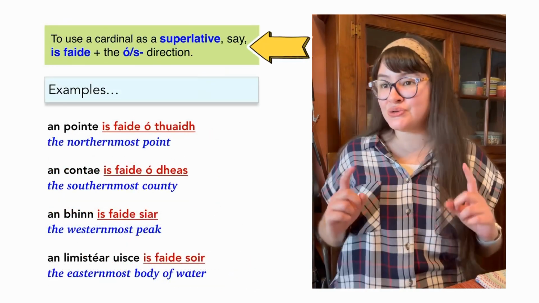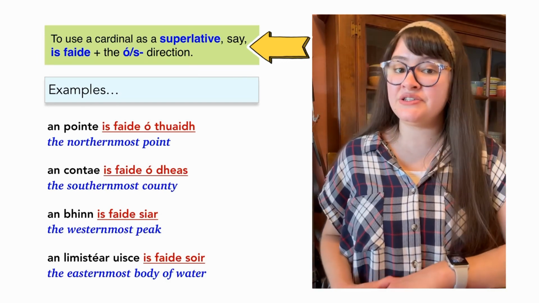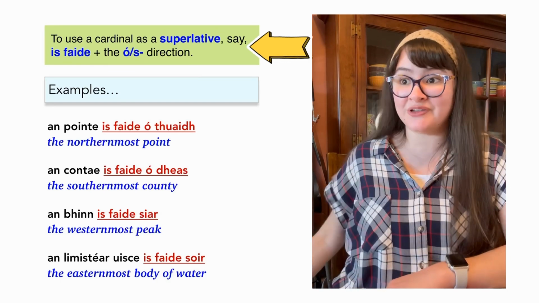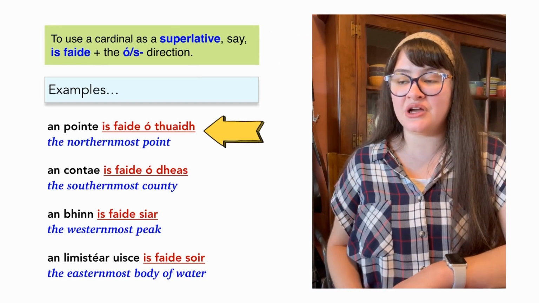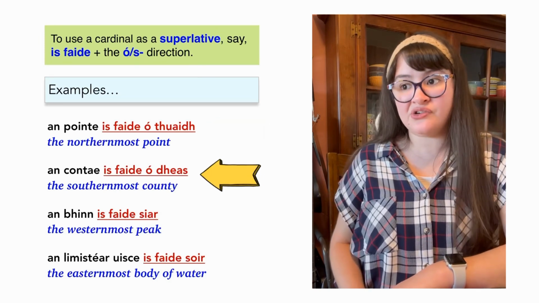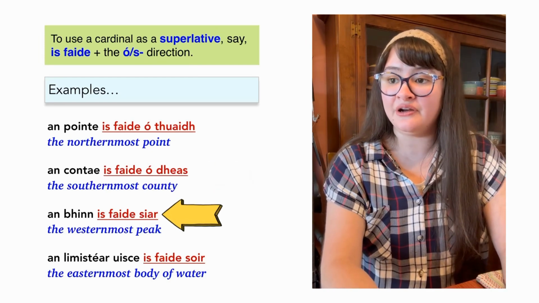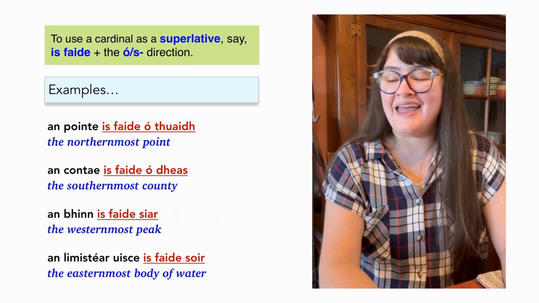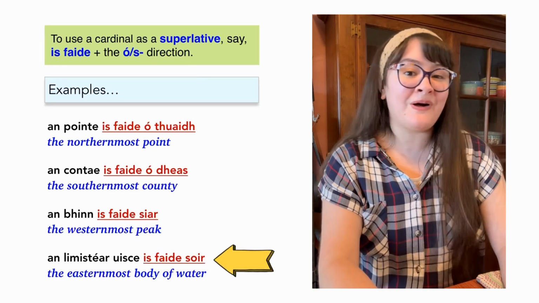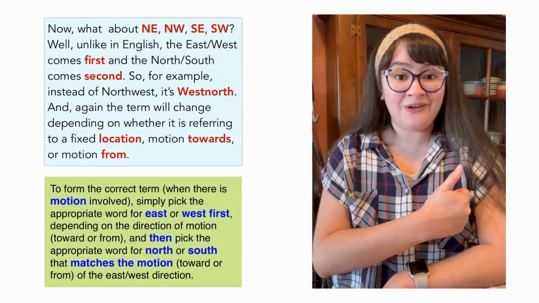Moving on. To use a cardinal direction as a superlative, simply say is faja plus the direction. So, for example, Apuncha is faja uhui, the northernmost point. Akundai is faja uyas, the southernmost county. Avin is faja shir, the westernmost peak, and the Limaster Ishka is faja shay, the easternmost body of water. Useful phrases for geography class. Alright, we're moving along quick.